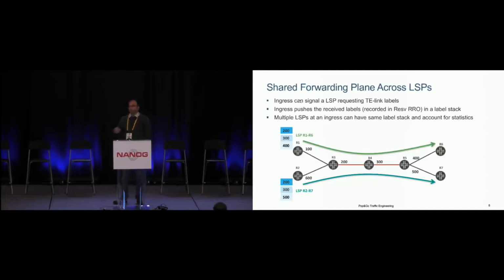So where do these labels come from? From the RSVP path message signaling. We get a record route object in RSVP, it's always there. It records all the labels and the addresses. So the ingress just parses the record route object and then creates the label stack.